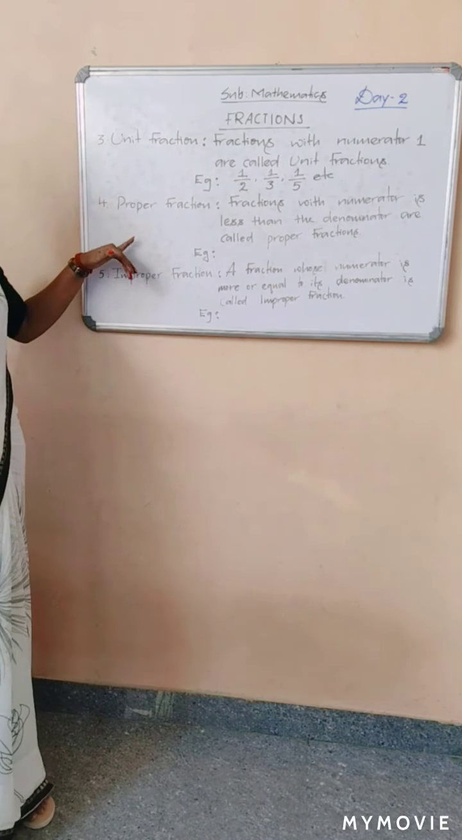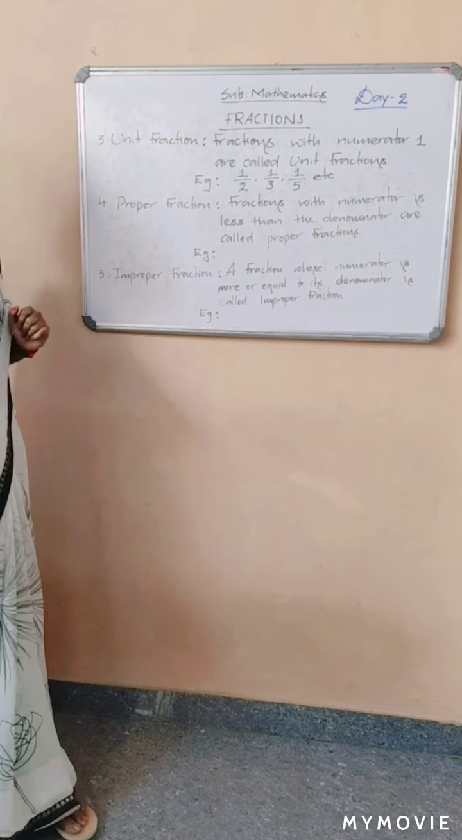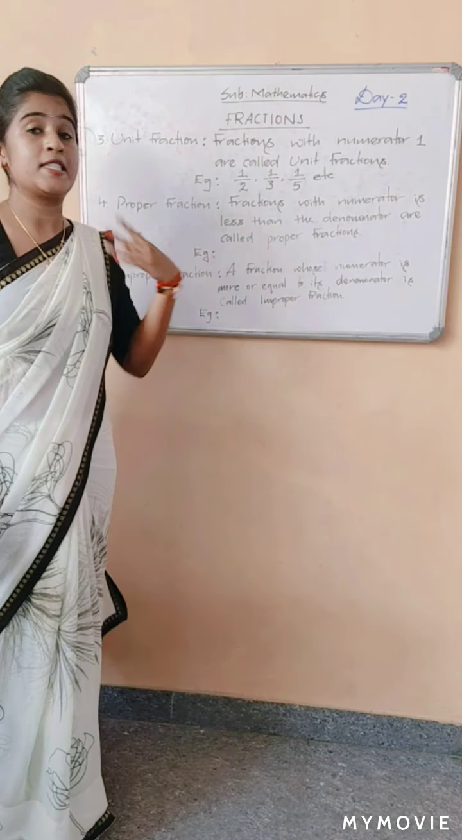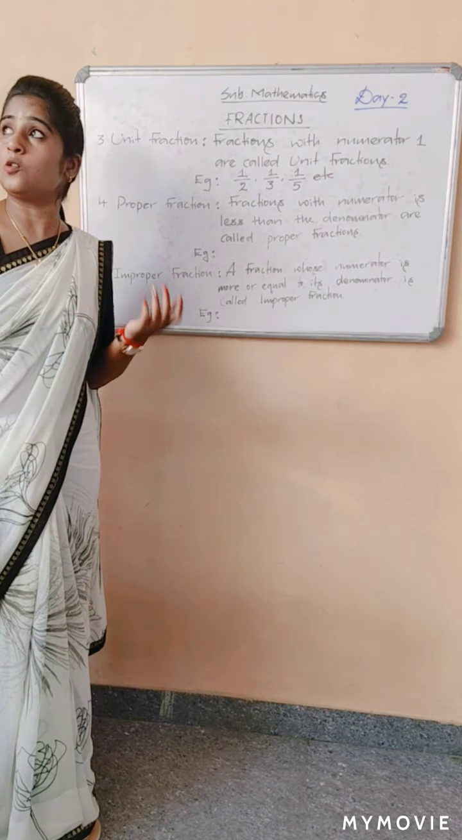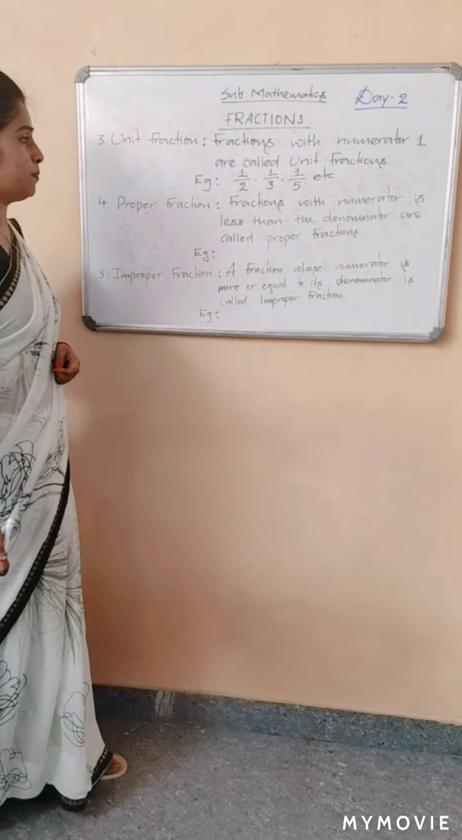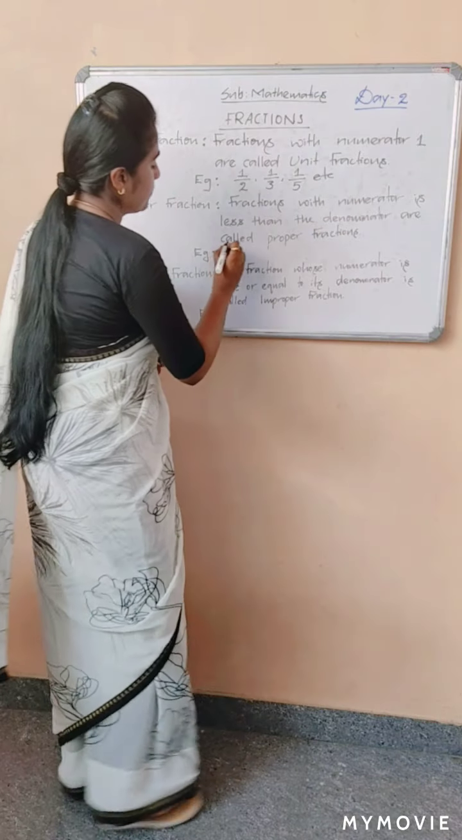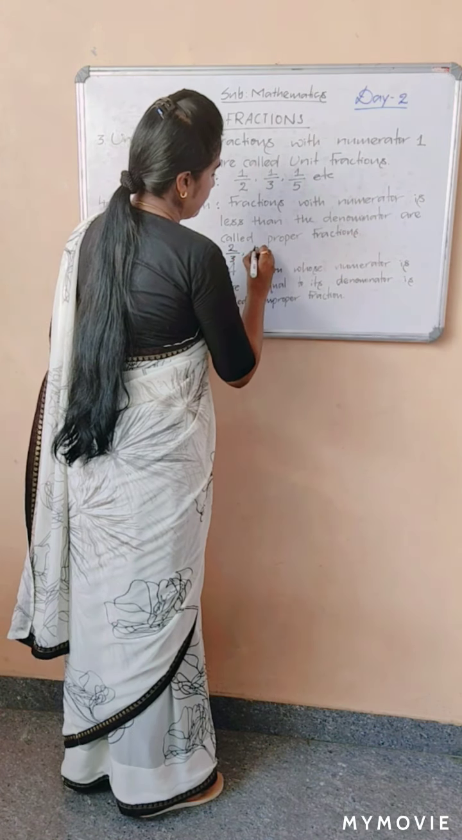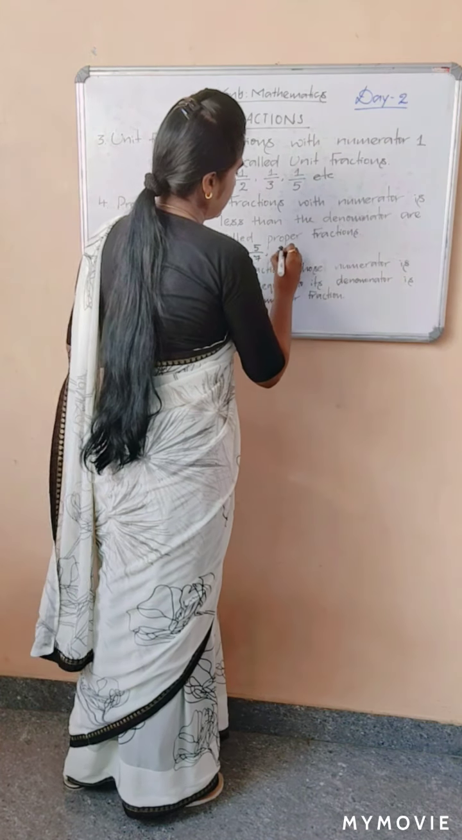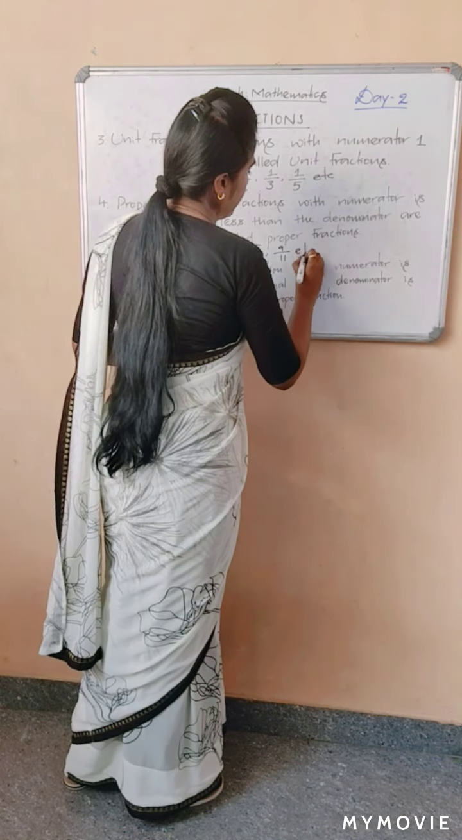Now let's come to the next fraction, that is proper fraction. Fractions whose numerator is less than the denominator. If the numerator is less than the denominator, then those fractions are said to be what? Proper fractions. Here I can give an example: 2 by 3, 5 by 7, 9 by 11, etc.